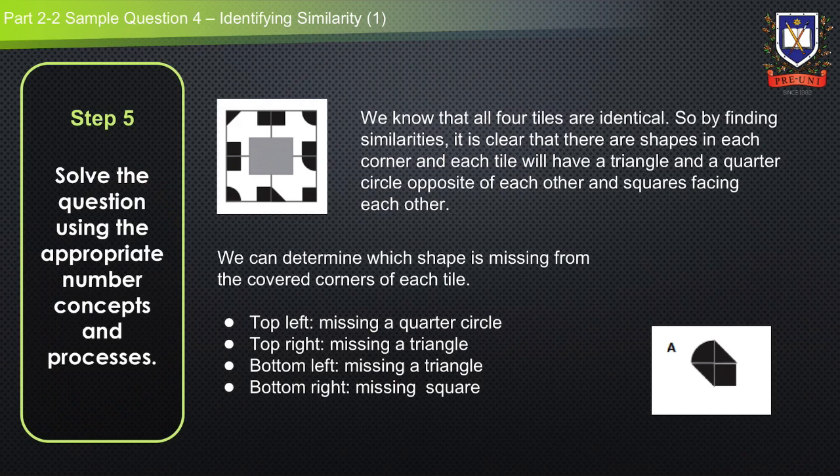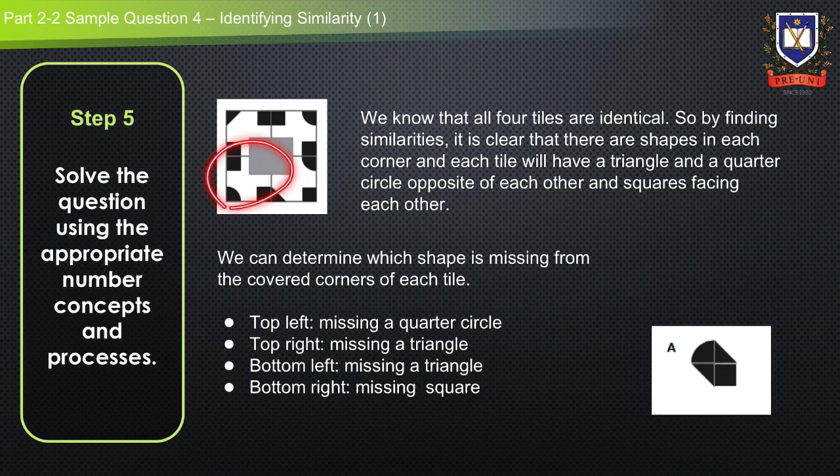We know that all 4 tiles are identical, so by finding similarities, it is clear that there are shapes in each corner, and each tile will have a triangle and a quarter circle opposite of each other, and squares facing each other. We can determine which shape is missing from the covered corners of each tile. So firstly, if we look at the top left, there is a missing quarter circle. There should be one here. If we look at the top right, there is a square, quarter circle, and another square, so it is missing a triangle.